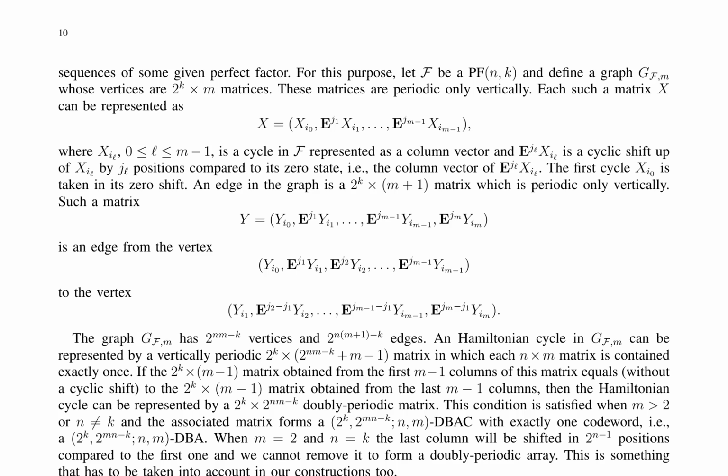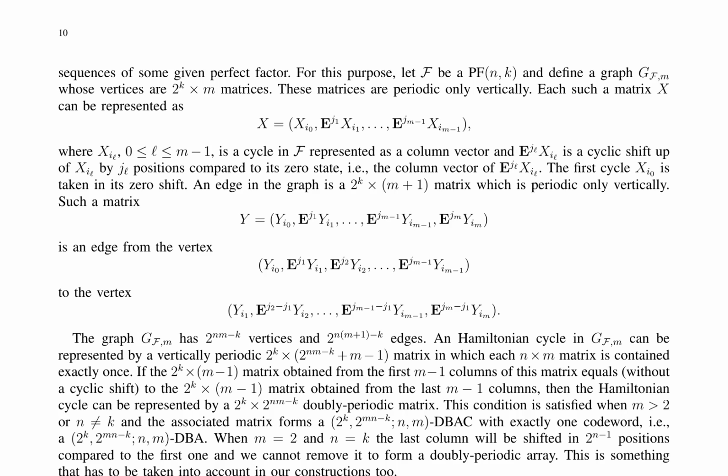In this research paper, the authors construct a graph G_F,m, which represents sequences of perfect factors. This graph is based on a perfect factor PF(n, k), and its vertices are 2^k times m matrices that are periodic only vertically. Each matrix X in the graph can be represented as a combination of cyclic shifts of cycles in F. The edges in the graph are 2^k times (m+1) matrices, also periodic only vertically, connecting two vertices. The graph has 2^(nmk) vertices and 2^(n(m+1)k) edges.